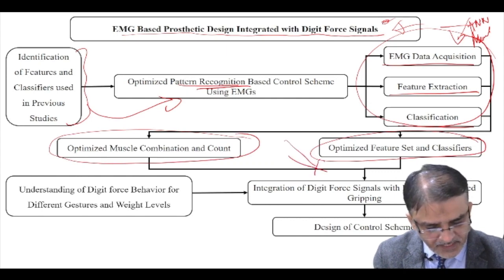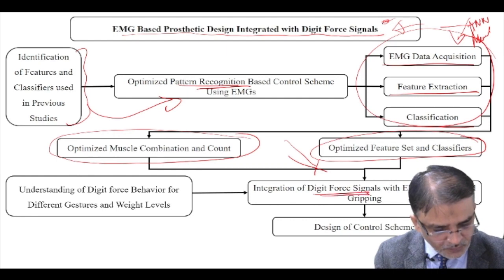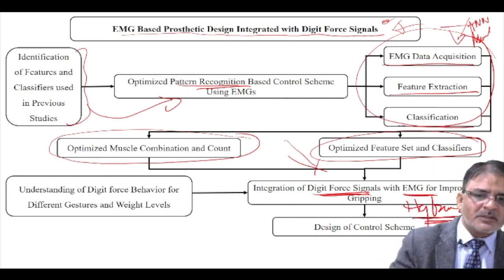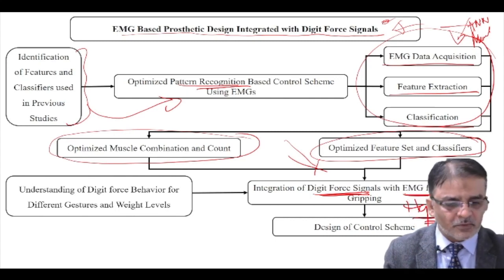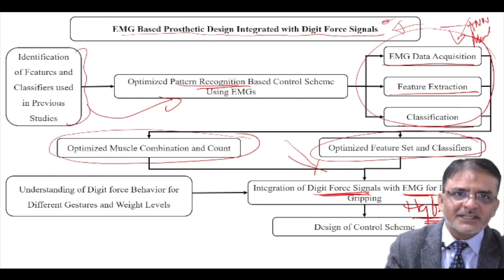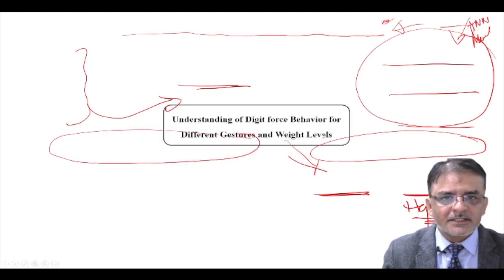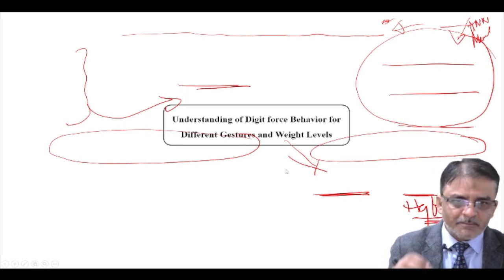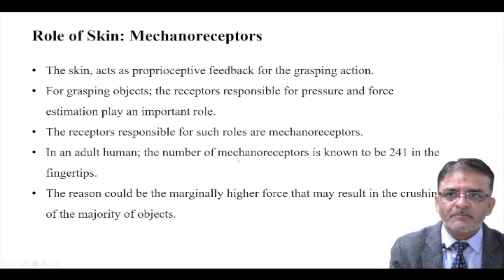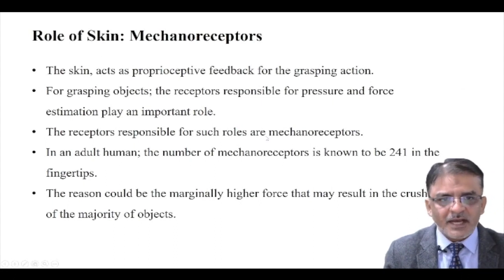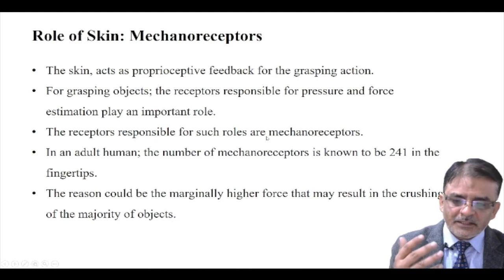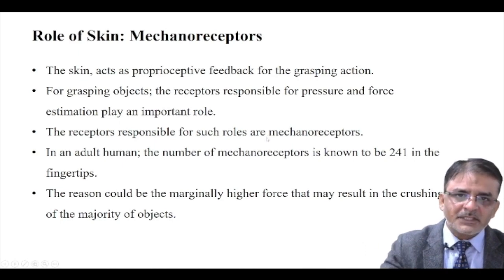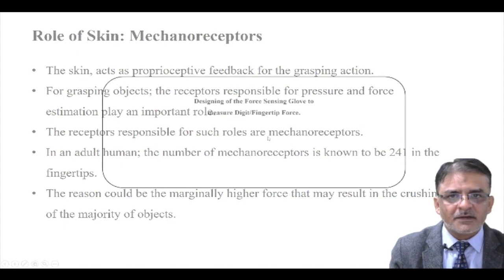These things gave us an integration of force signals with EMG signals, that is the hybrid approach, which my students are trying to implement, combining force signal as well as EMG signal to make better efficiency in assistive devices. This is understanding the digital force behavior of different gestures and weight levels, which were the basic experimental setup in our study. The role of the skin was used as a feature, as a signal that can hybridize the EMG signals to make assistive devices a better performer.